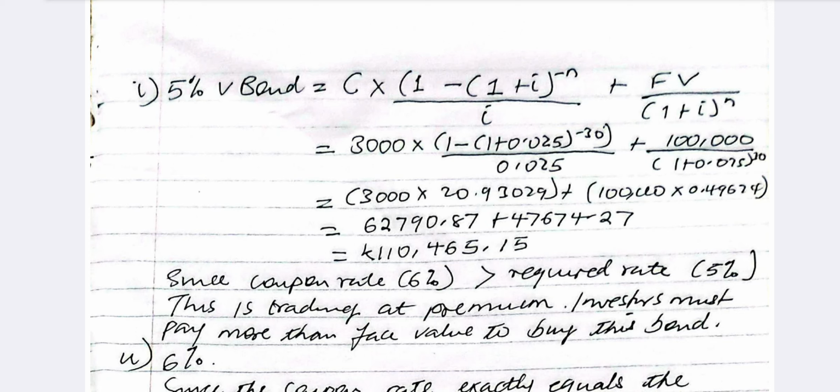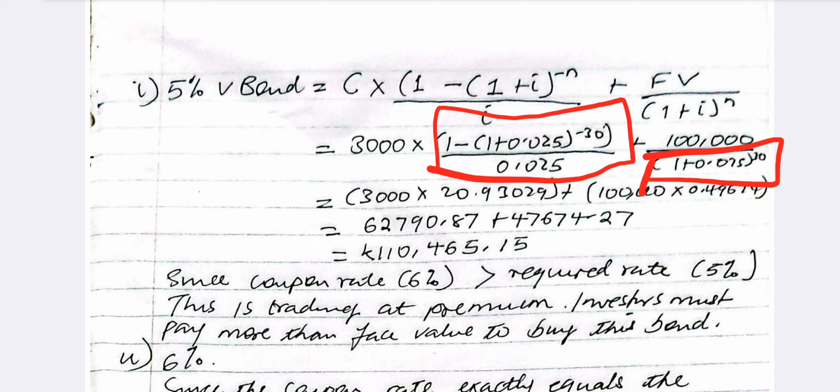So we are going to replace that I with 2.5%, which is 0.025, and then our number of periods is 30, as we already figured out. So where there's n, we put 30, and we'll carry out the computations. When we solve for what is here, we are getting 20.93029 as the value. And when we solve for what is at the bottom here, we are getting 0.49674.